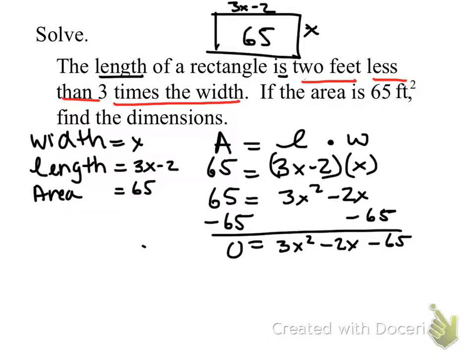Now, the big one here is, now we have to multiply. When I multiply 3 and 65 together, I get negative 195, and it has to add to negative 2. This is an ugly number, but it's not as scary as you think. Let's go with my logic. I'm going to teach you my logical ways.